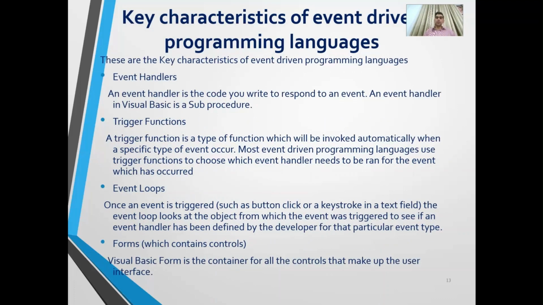Some key characteristics of event-driven programming languages are: event handler. The event handler is the code you write to respond to an event. Event trigger. A trigger function is a type of function which is invoked automatically when a specific type of event occurs. Event loop. Once an event is triggered, the event loop looks at the object on which the event was triggered to see if an event handler has been defined by the developer for that particular event type, and forms the container for all the controls that make up the user interface. These are the key characteristics of event-driven programming languages.